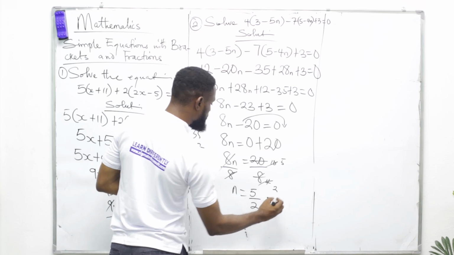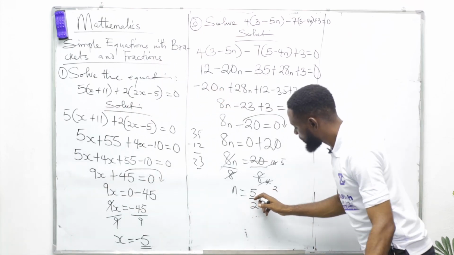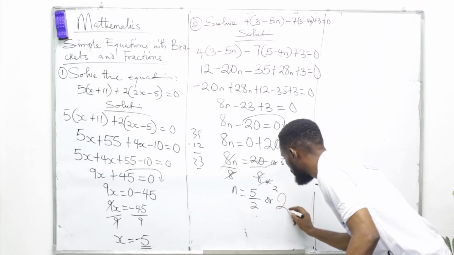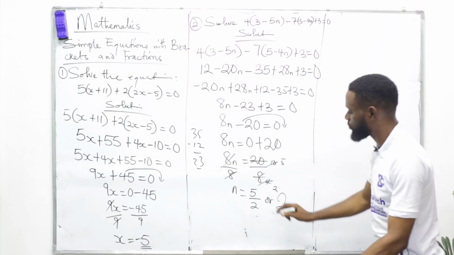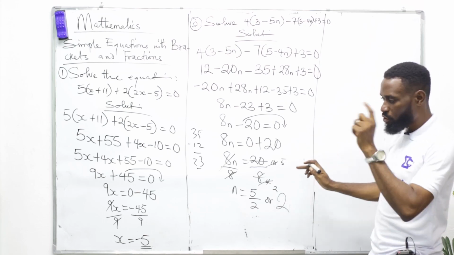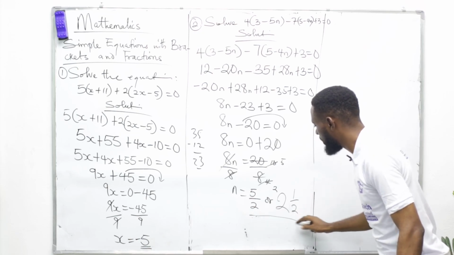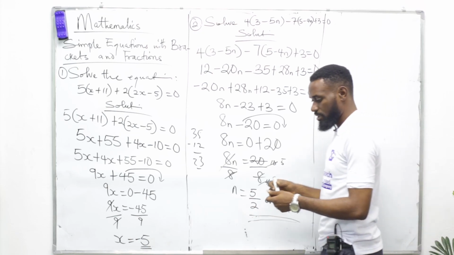Or if we put it in a mixed fraction, okay, 2 divide 5. It will go 2 times, that is 2 whole number, 1 will be left, that is 1 over 2. So this is our value of n, okay?